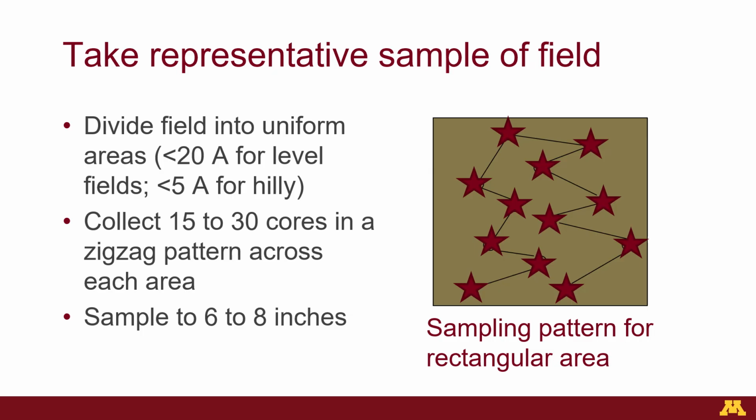To obtain a representative sample of your field, divide it into areas that are relatively uniform. Each area should be no more than about 20 acres on level ground or 5 acres on hilly or variable land. Submit a sample from each area consisting of 15 to 30 soil cores taken to a depth of 6 to 8 inches in a zigzag pattern across the area.